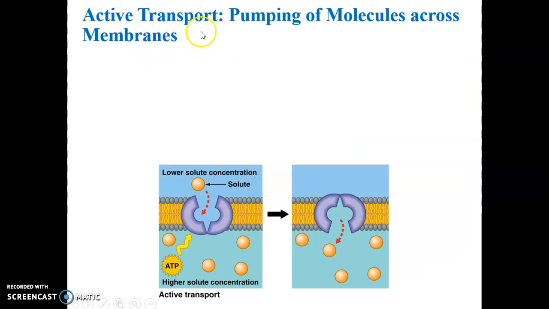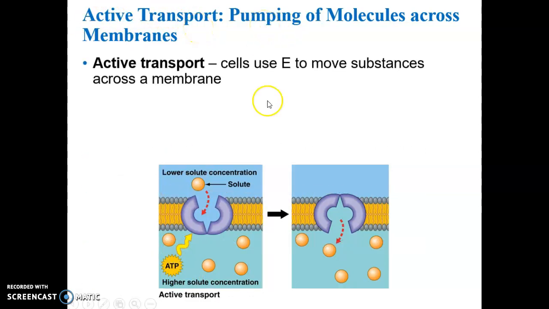Okay, let's look at active transport. The active movement of molecules into and out of the cells. Active because it requires energy in the form of ATP. You might be able to remember this because A is in active transport, and there's an A in ATP. In fact, there's an A and a T, so active transport, the movement, pumping of molecules across the membrane.